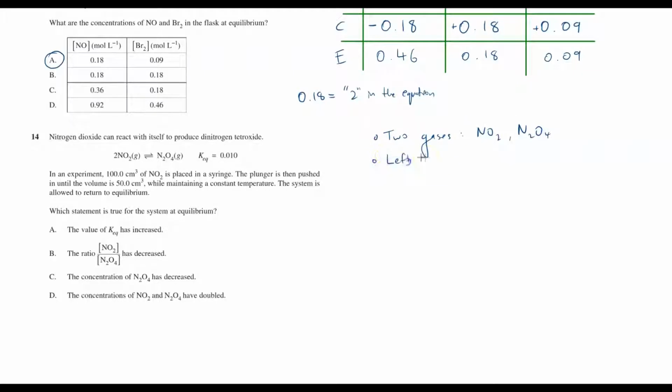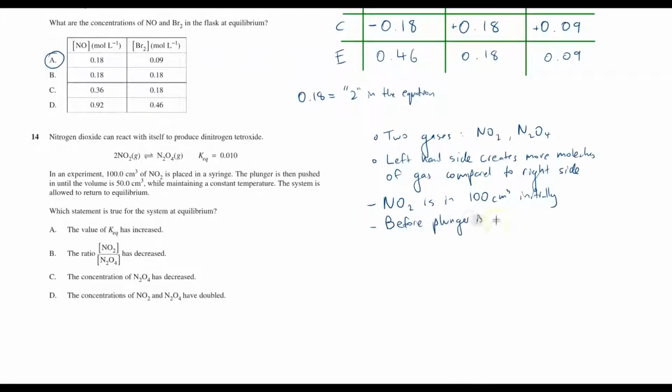The left-hand side of the equation, the nitrogen dioxide, creates more molecules of gas when that side is favored, compared to shifts to the right-hand side at a ratio of 2 to 1. The question says we initially have the nitrogen dioxide in 100 cubic centimeters. Before the plunger is pushed, we assume the system is at some equilibrium between nitrogen dioxide and dinitrogen tetroxide.